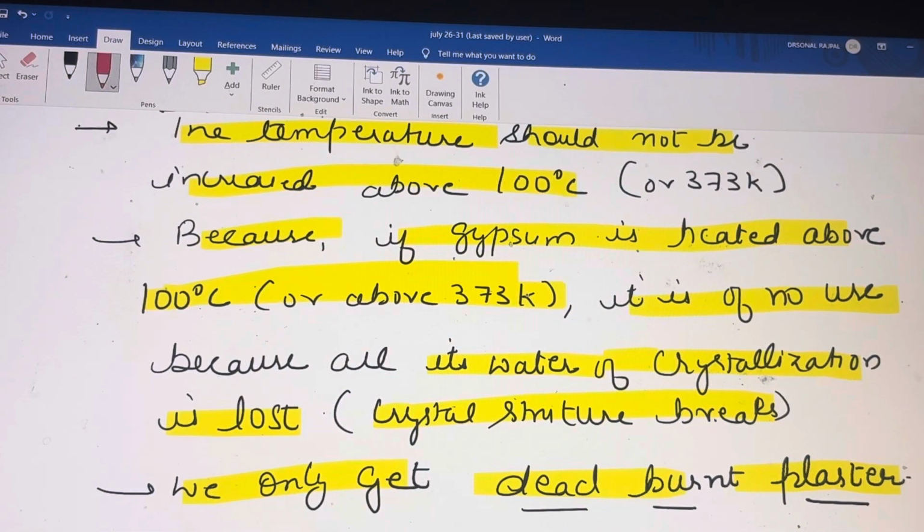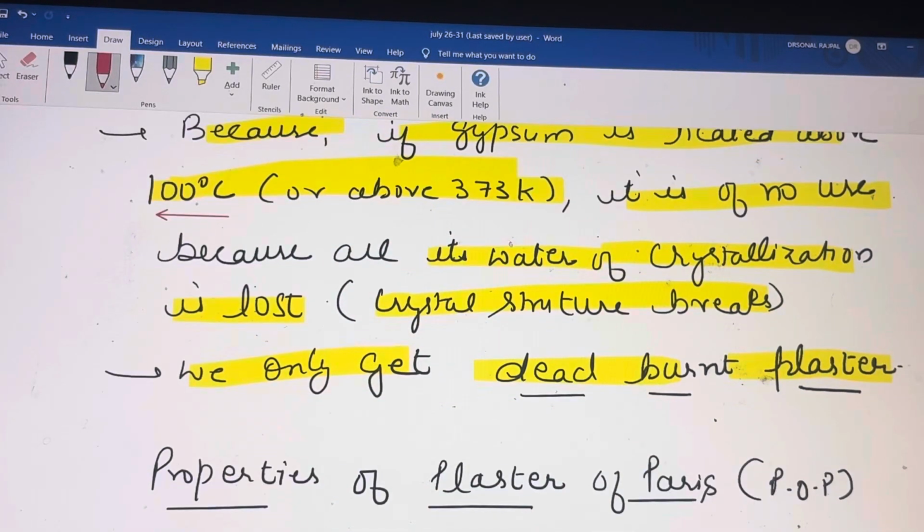Here I mentioned if gypsum is heated above 100 degrees centigrade, it is of no use because all its water of crystallization is lost and its crystal structure breaks, because I already told you this water of crystallization has a role in making the crystal structure of this POP, and due to this crystal structure it has all its properties, which I am going to explain in my next video, what is water of crystallization. So if gypsum is heated above 100 degrees, we get a dead burnt plaster which is of no use.